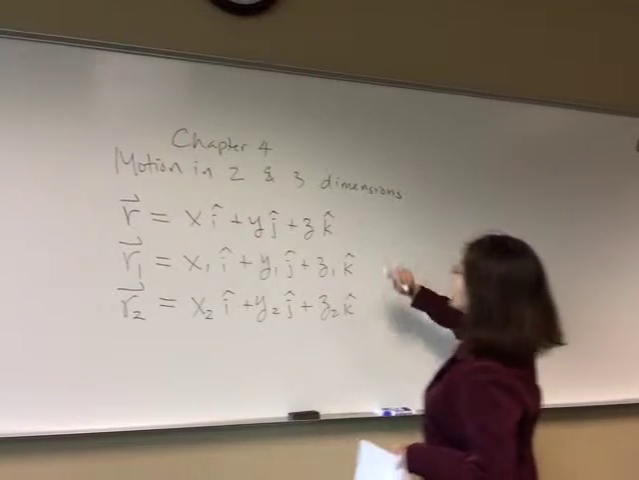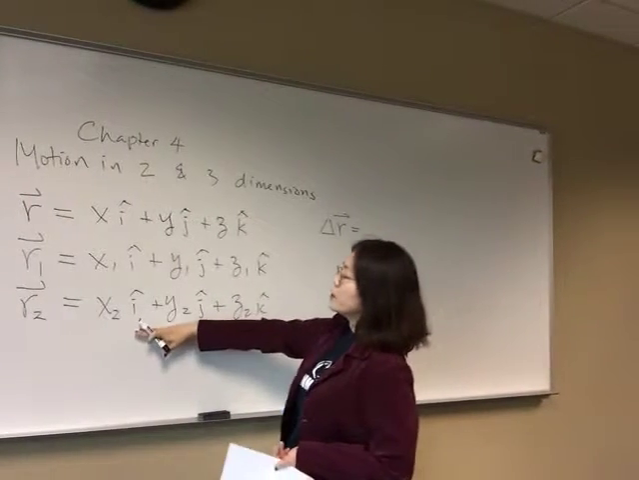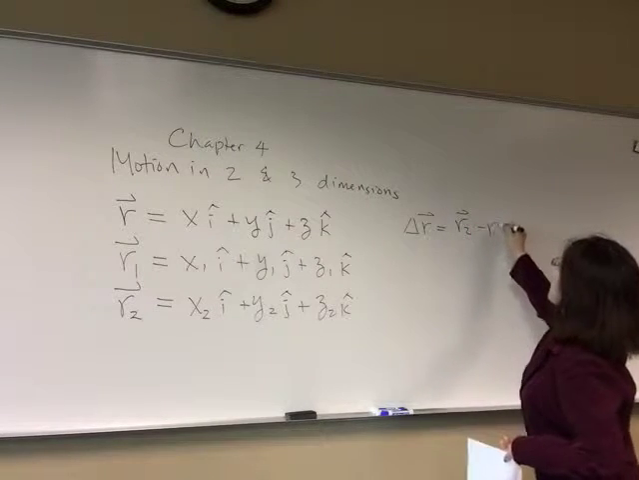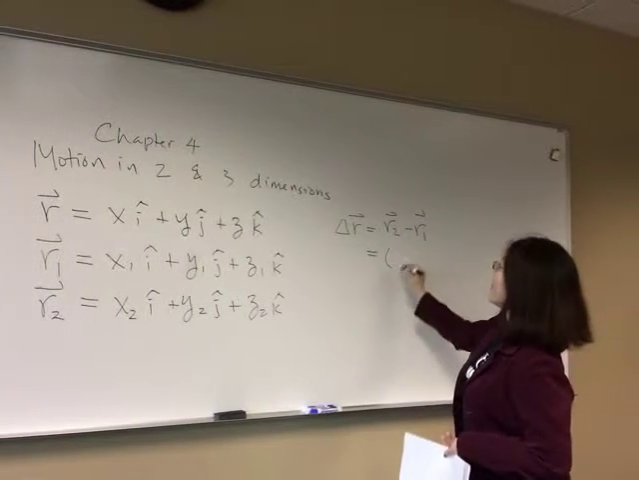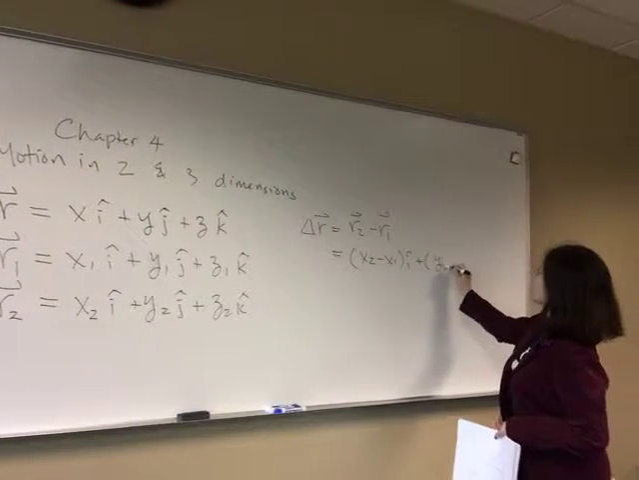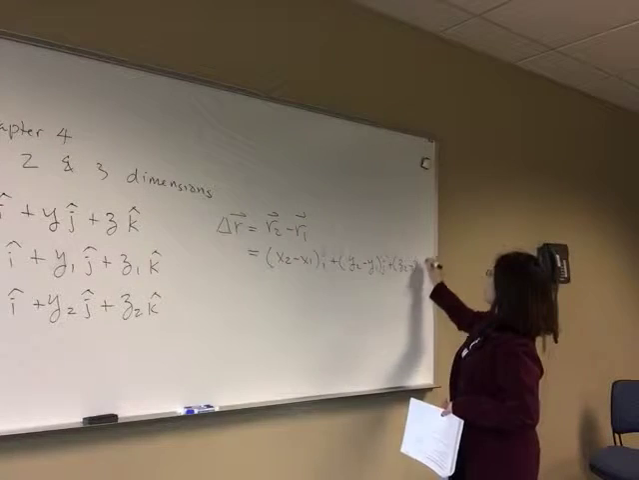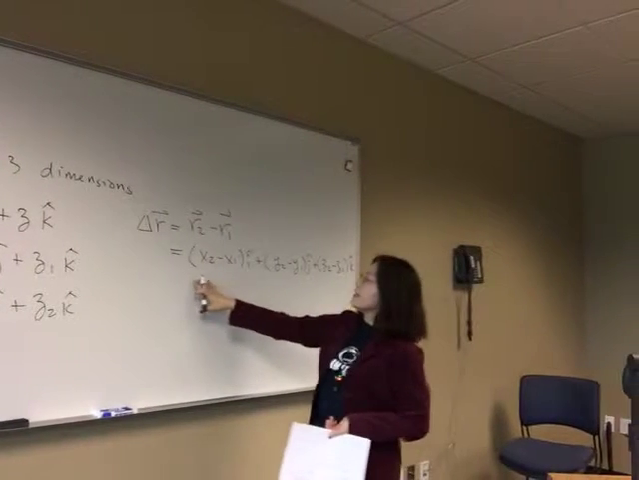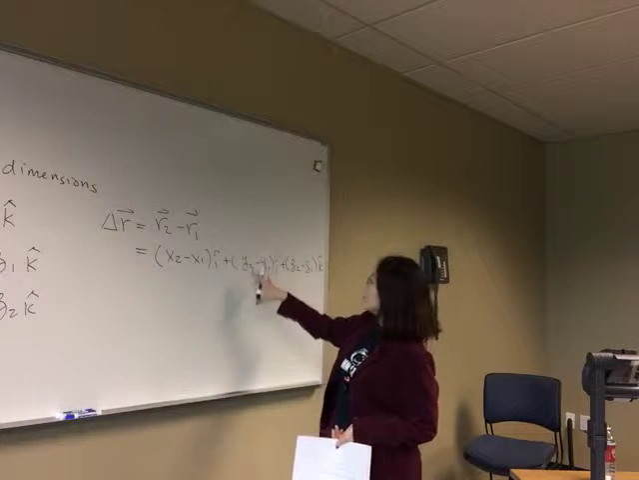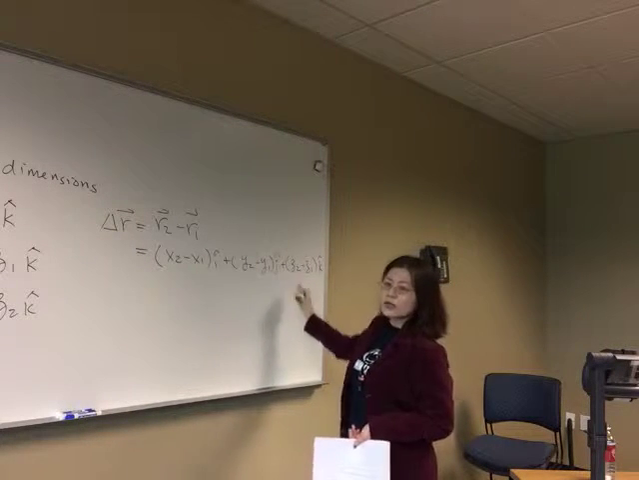In order to find the displacement, it's always the final position minus the initial position. So you have the final position vector here and the initial position vector here, so you can have just R2 minus R1. In that case, you would have x2 minus x1, so you want to do it component by component, and then y2 minus y1 j hat, and then z2 minus z1 k hat. You can see that it is exactly the same as what you had for 1 dimension, except that now you have 2 additional terms: one in the y direction, one in the z direction.